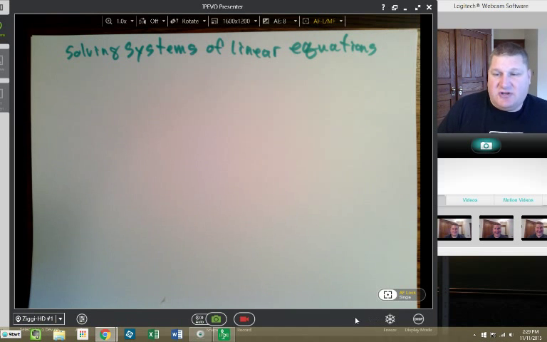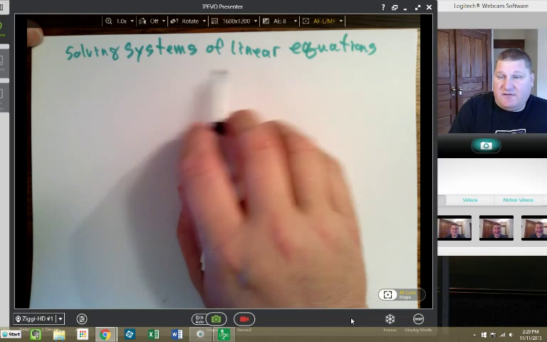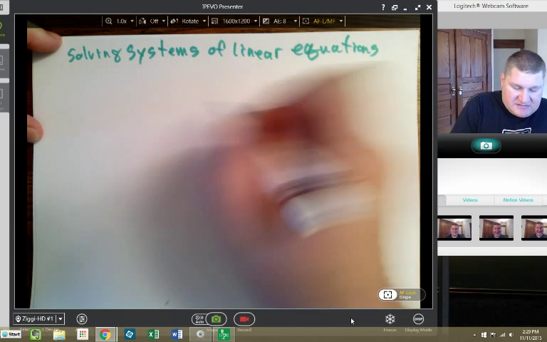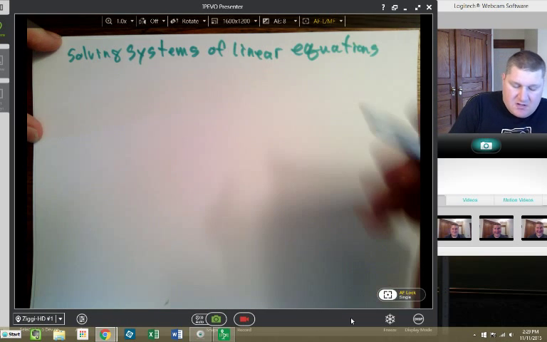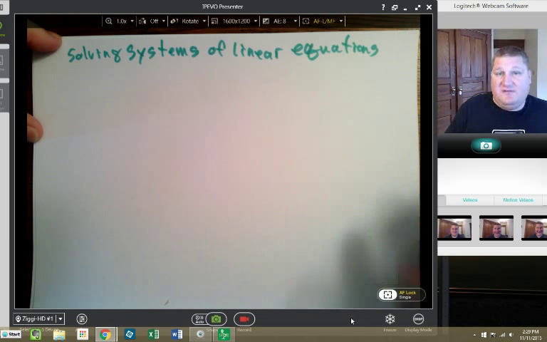Okay, ladies and gentlemen, what we're going to do now is start talking about systems and solving systems of linear equations. Now, a system is a combination of any number of items. If I have a computer system, I have a computer, a keyboard, a mouse, a monitor, maybe a printer. The whole thing makes up a system.